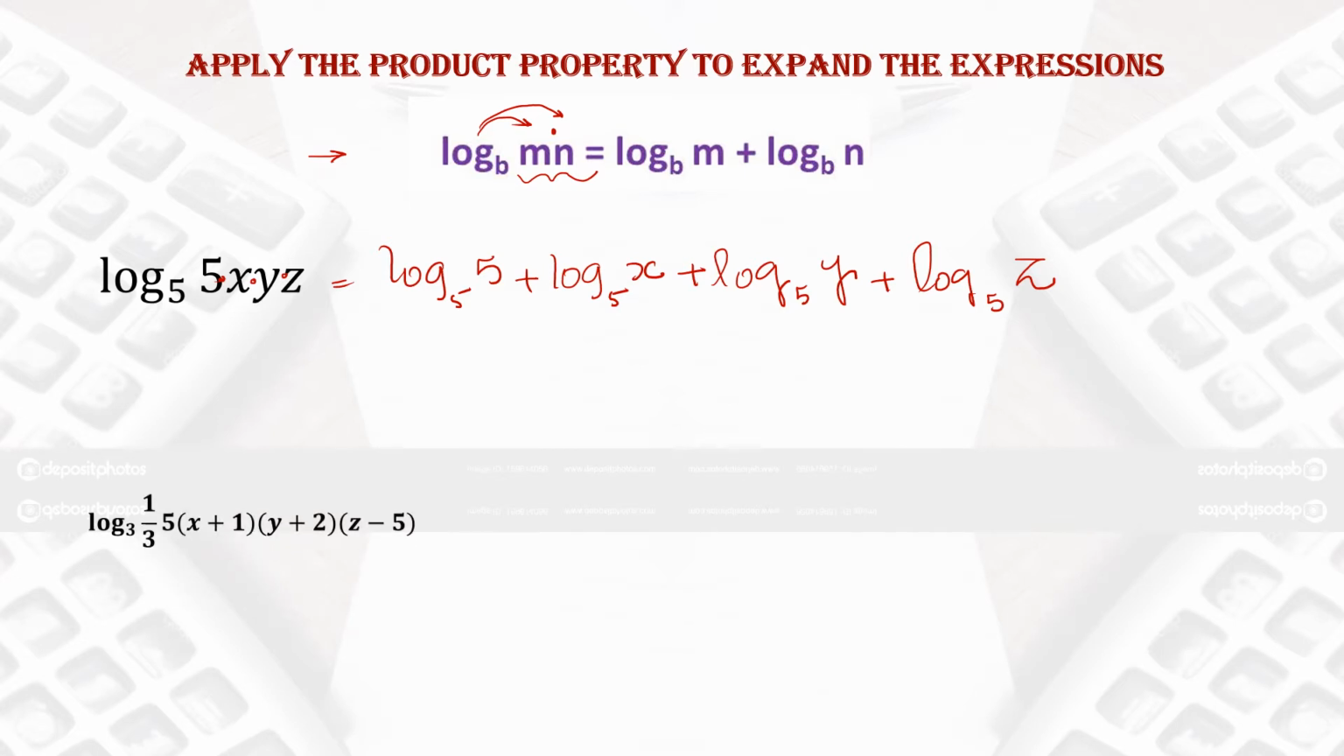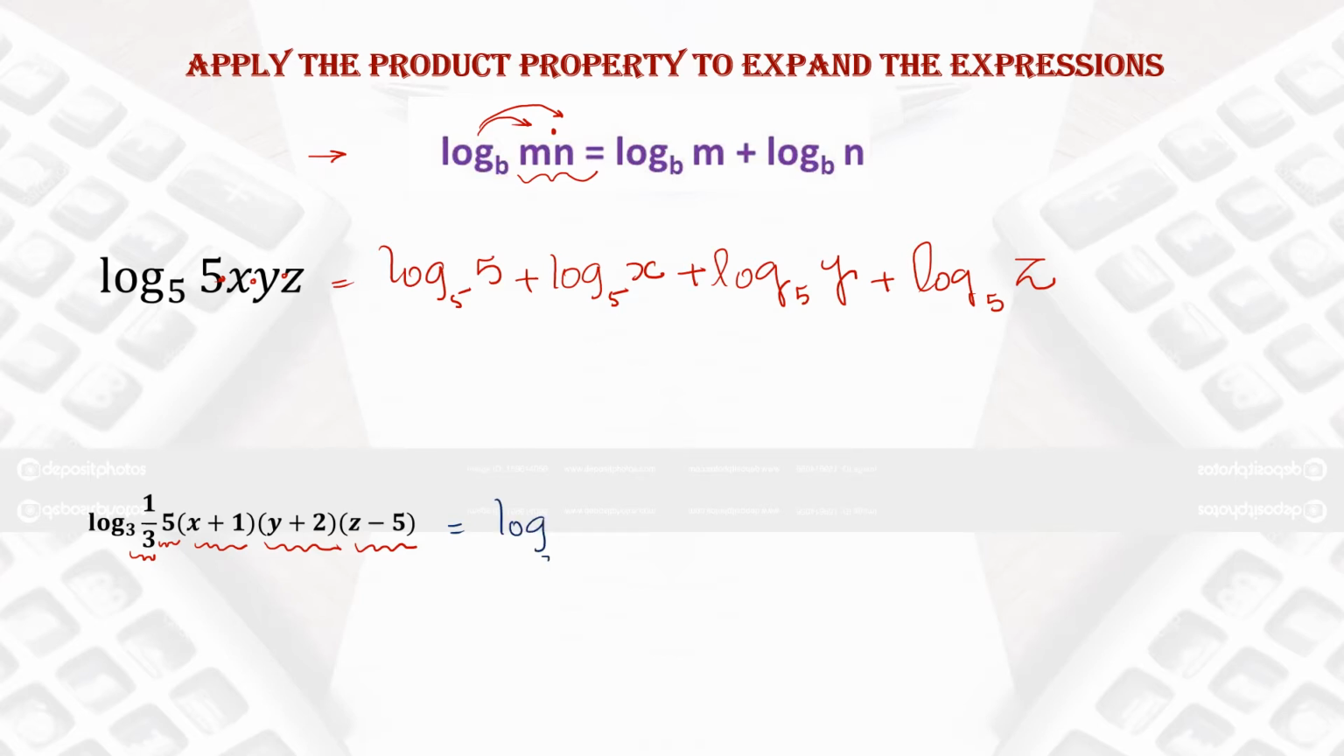Let's solve one more question. Here: log base 3 of 1 over 3 times 5 times x plus 1 times y plus 2 times z minus 5. So it is 1 over 3, one expression, 5 another, x plus 1 another, y plus 2 another and z minus 5 another. So you can just write them by separating them with the plus sign.